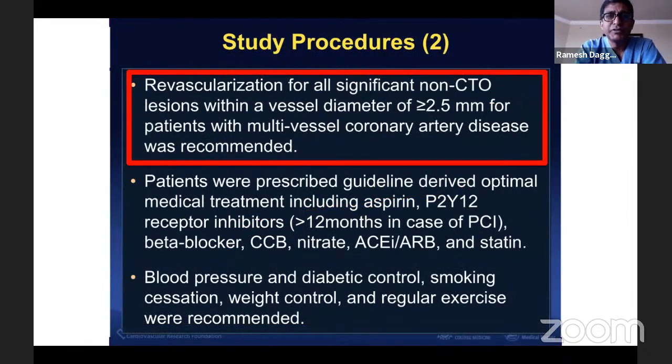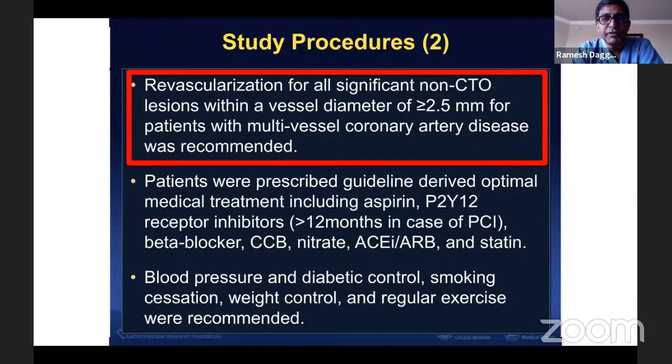What happened here was that revascularization for all significant non-CTO lesions within a vessel diameter of 2.5 millimeters or above was recommended for patients with multi-vessel disease. So the randomization happened first, and then if the patient had other lesions in other vessels, they had to be dealt with first, and then go ahead with the CTO PCI.